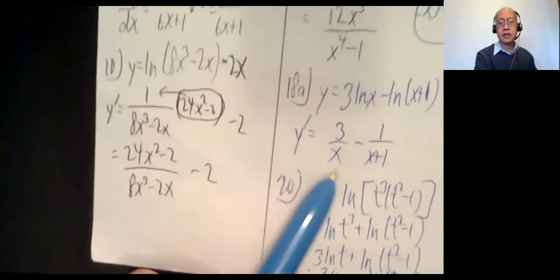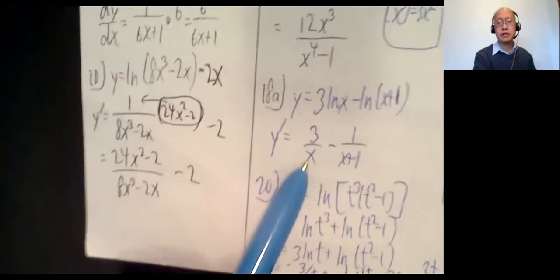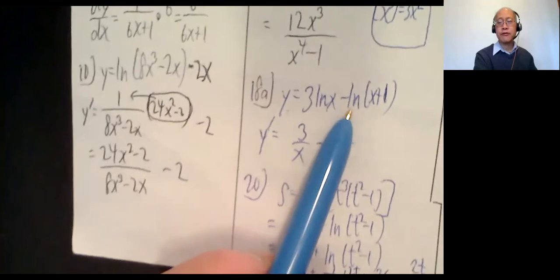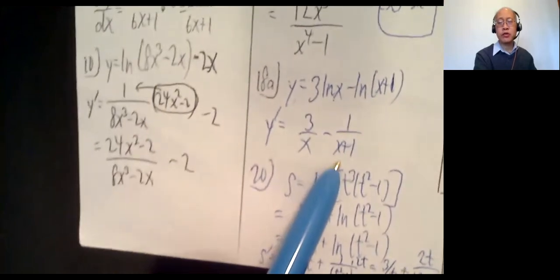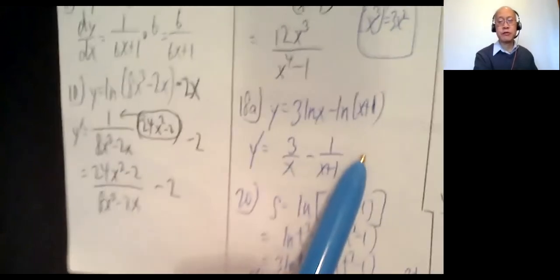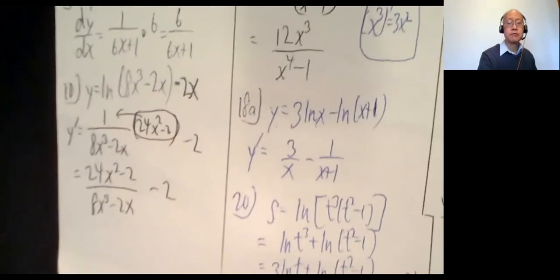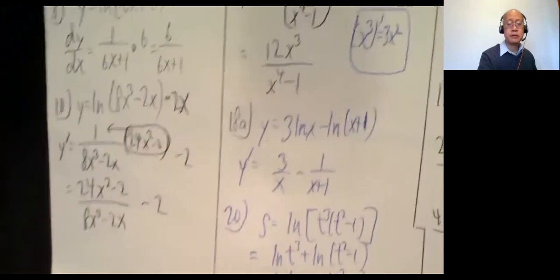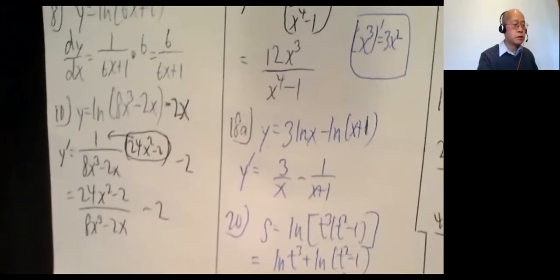18A. Okay, in fact, the answer comes out real fast. So y prime is 3 over x, 3 times 1 over x, minus the derivative of ln(x plus 1), which is 1 over x plus 1 times the derivative of the inside, which is 1. So you don't even have to write it. That's it. Much faster than trying to do part B.